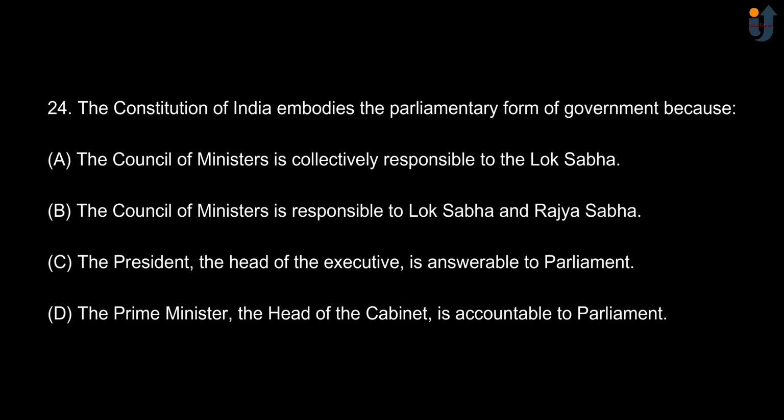Next, the Constitution of India embodies the parliamentary form of government because option A, the Council of Ministers is collectively responsible to the Lok Sabha. Option B, the Council of Ministers is responsible to Lok Sabha and Rajya Sabha. Option C, the President, the head of the executive, is answerable to Parliament. And option D, the Prime Minister, the head of the Cabinet, is accountable to Parliament. The correct option is option A, the Council of Ministers is collectively responsible to the Lok Sabha.